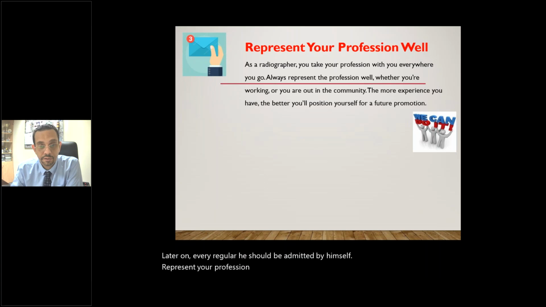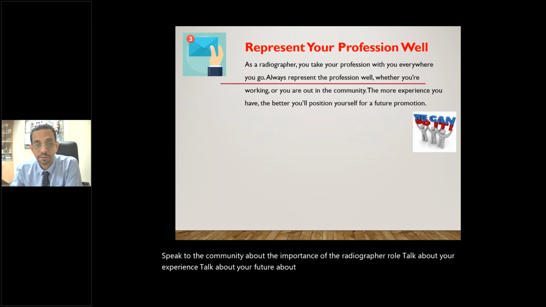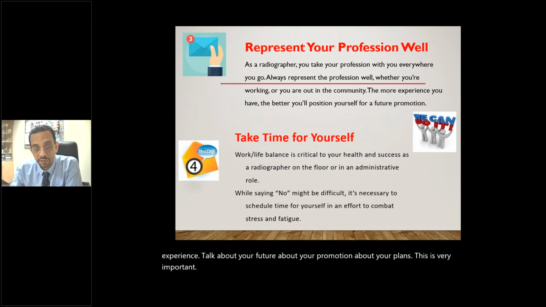This is also very important. Take it wherever you go. Speak to the community about the importance of the radiographer role. Talk about your experience. Talk about your future, about your promotion, about your plans. This is very important. And take time for yourself.